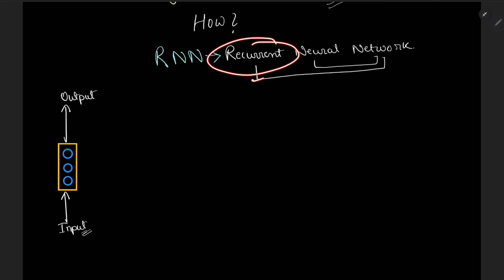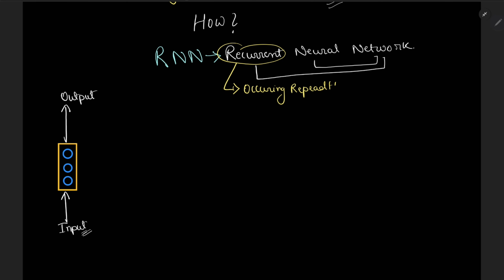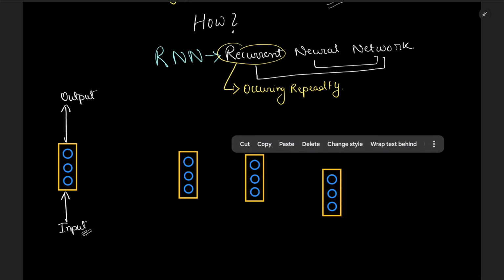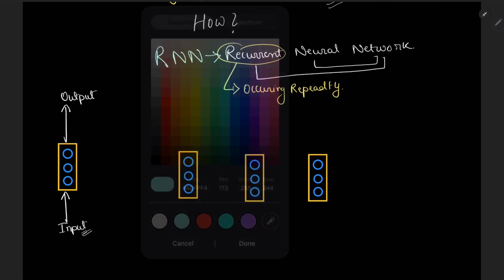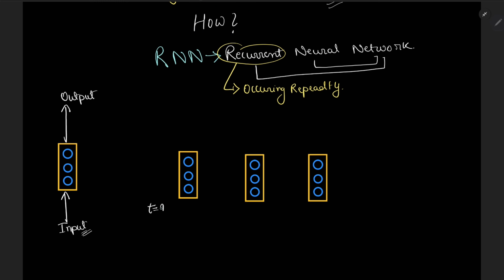Then what is recurrent neural network? The word recurrent stands for occurring repeatedly. That means something is occurring repeatedly, and the something is the neural network itself. That is, this neural network will occur repeatedly for different timestamps with different inputs. That is, this is the timestamp t equals 1, this is for t equals 2, and this is for t equals 3. So this neural network will occur repeatedly for different timestamps for different inputs.